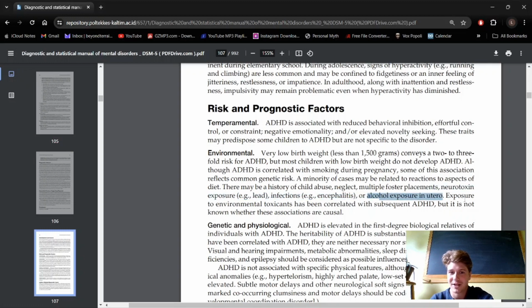Alcohol exposure in utero, that's really interesting. Other things that are really important: history of child abuse, neglect, foster placements. These certainly give children a rough go. That is really difficult for a child to go through. It's likely that if they have undergone some sort of trauma of that severity, such as child abuse, neglect, or foster placements, ADHD is not going to be their main problem.